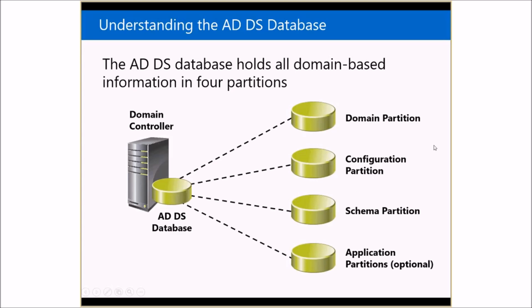That's our configuration information. You've got your schema partition, which we spoke about, where the schema is located, and then you have this application partition. So these 3 are actually required for Active Directory. This last one is not. Remember how I said Active Directory was a read optimized database? It's a database, just like Access is a database. So this application partition is actually for us to use this Active Directory database as a database.